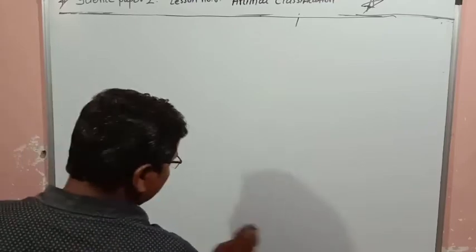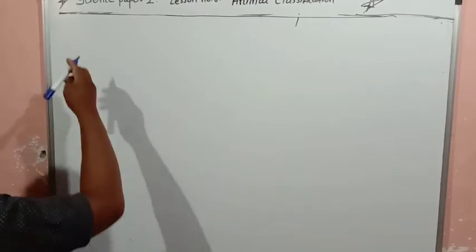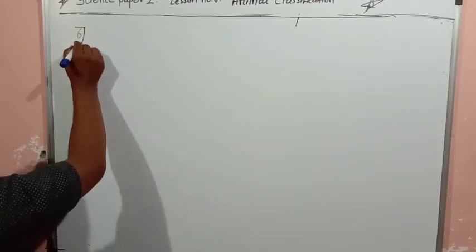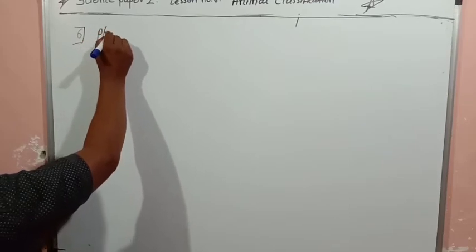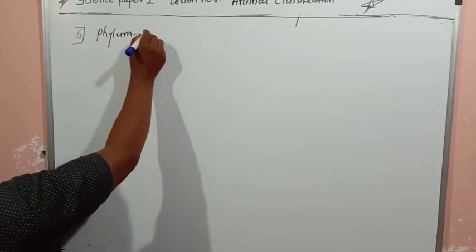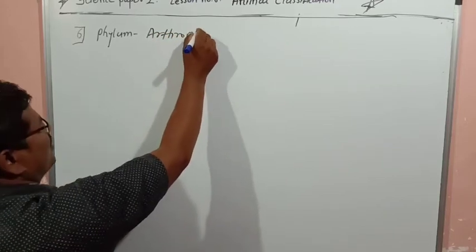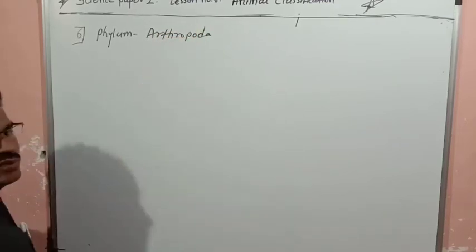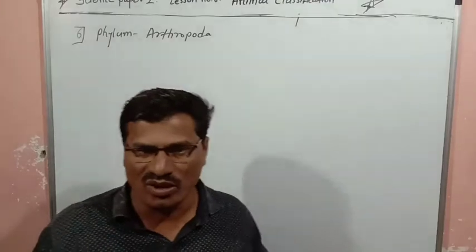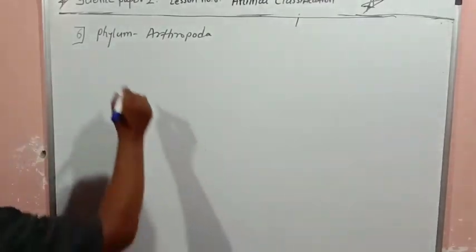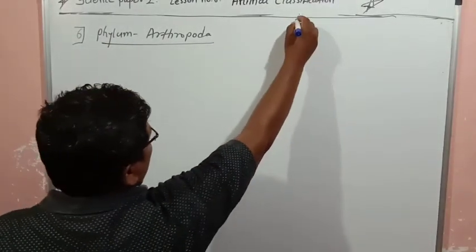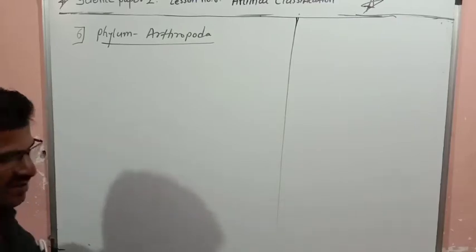So the next phylum we are going to study is the sixth phylum, and the name of the phylum is Phylum Arthropoda. In this Arthropoda, first of all we'll see the characteristics.